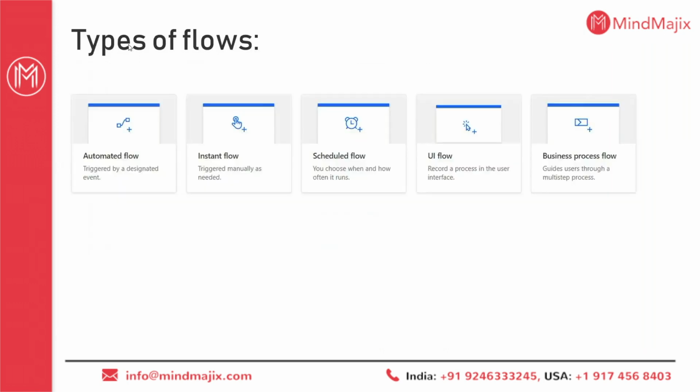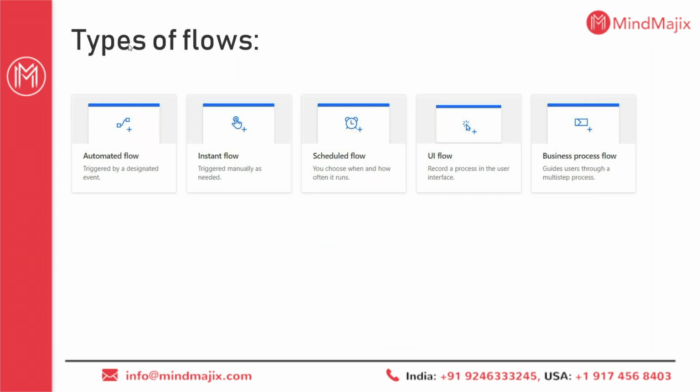Types of flows. In Power Automate itself, we have different types of flows, starting from automated flow, instant flow, and we have scheduled, UI, and business process flows. So what is an automated flow? An automated flow is completely 100% automated. You don't have to do anything. You first set up the solution and leave it. It will do everything as per the designated events.